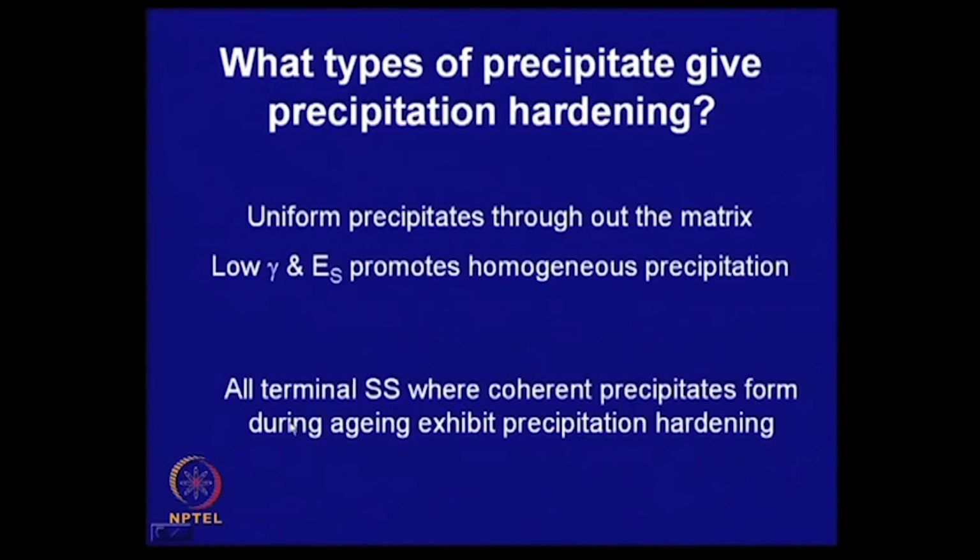Now, therefore, the condition for precipitation hardening is a terminal solid solution where coherent precipitate can form, or where there is some amount of strain energy also. In that case, they will exhibit precipitation hardening. That means, by controlling an alloy system which has some metastable precipitate, some coherent precipitate forming with a low surface energy and some amount of lattice strain, these are the alloys which will exhibit precipitation hardening.